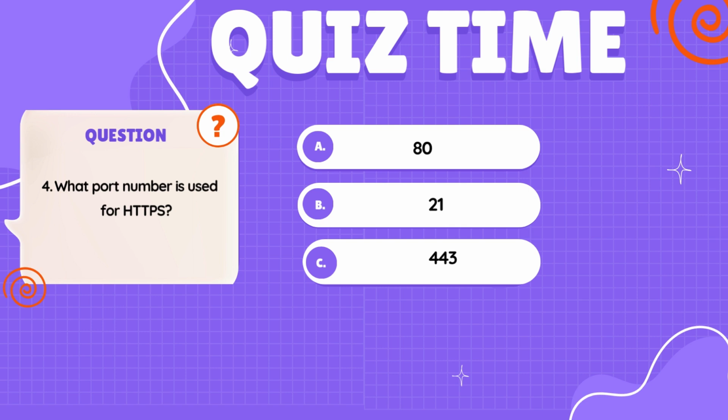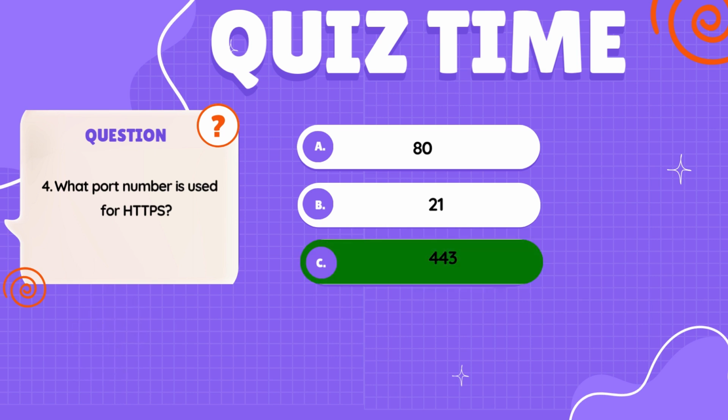What port number is used for HTTPS? A. 80. B. 21. C. 443. The correct answer is C. 443 is used for secure websites.